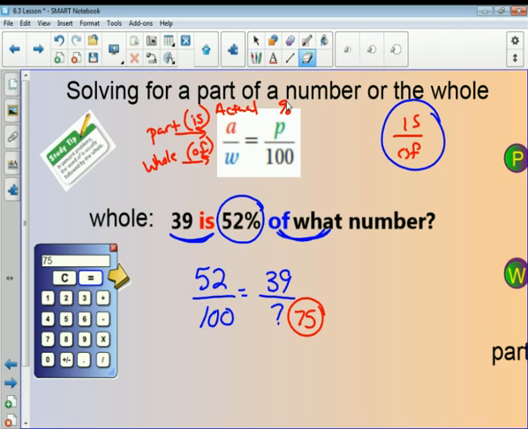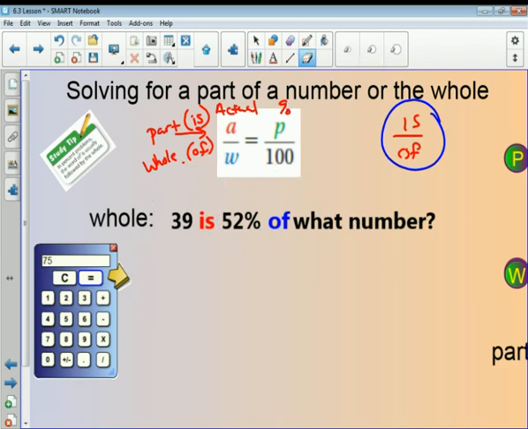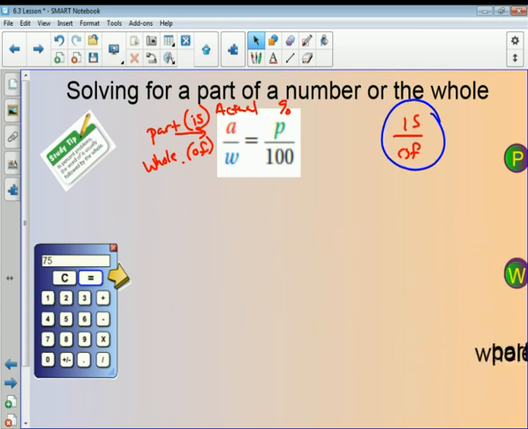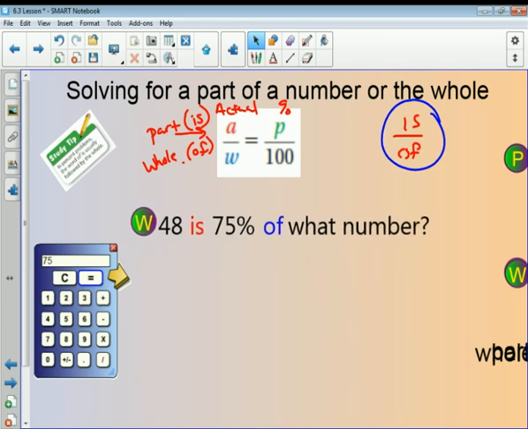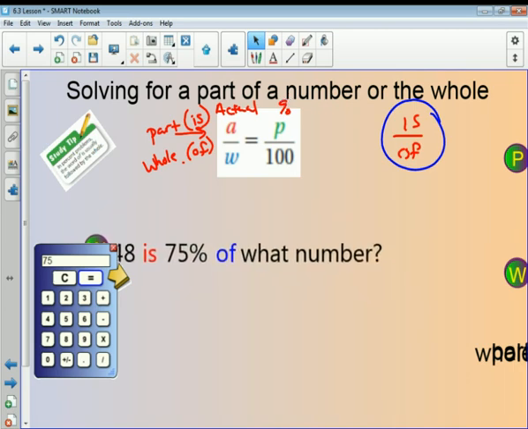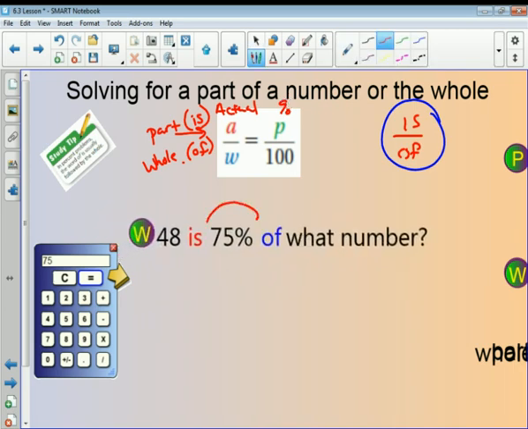Okay, so let's go ahead and try another one of these. All of this is just pulling your information and piecing it into those correct spots. Okay, so we have 48 is 75% of what number? So my eyes go directly to this. I know how to write that: 75 over 100, because the percent is always over 100. Now I can focus on the wording. 48 is with the word is, and then of is with this what number part.